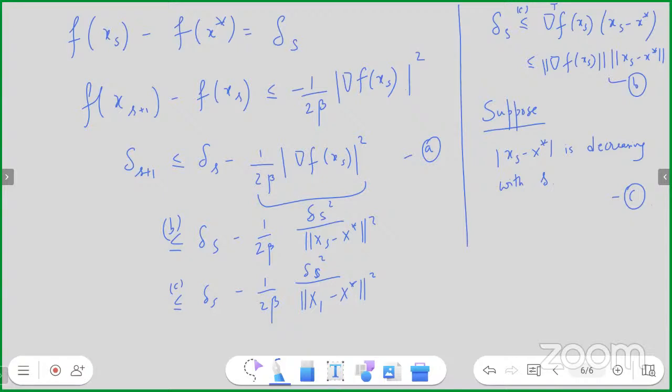Which proof do you want me to do first? This one or that one? C. Oh, let's do C. Now, why do you think this is true? But in particular, it should be non-increasing.